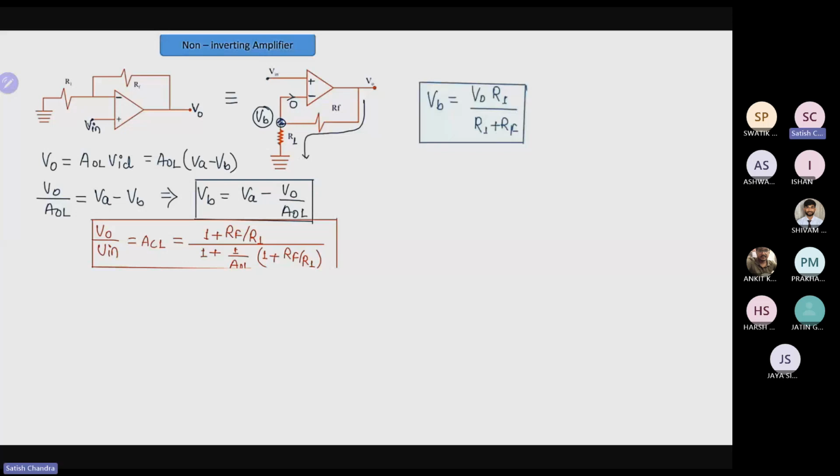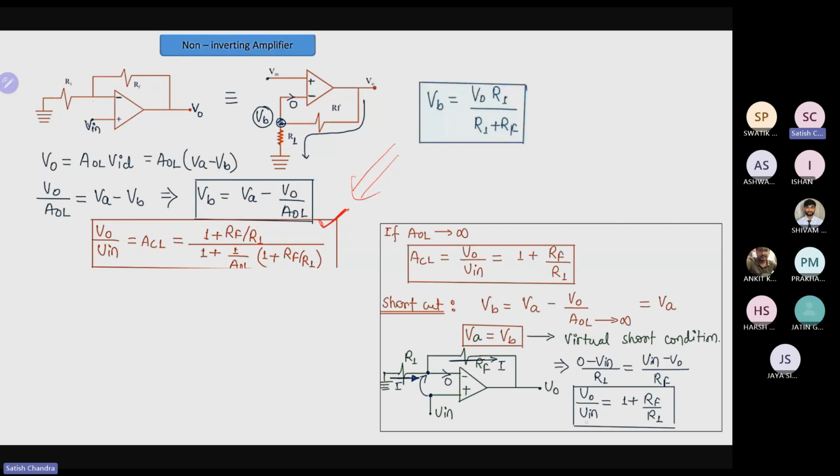Basically, whenever we have feedback across the negative terminal and we give the voltage at the non-inverting terminal, that is called a non-inverting amplifier. I'm not going to go into more detail, because this is a very basic part. Whenever the open loop gain is finite, we get the closed loop gain, but when it is infinite, we achieve this for the case of a non-inverting amplifier.